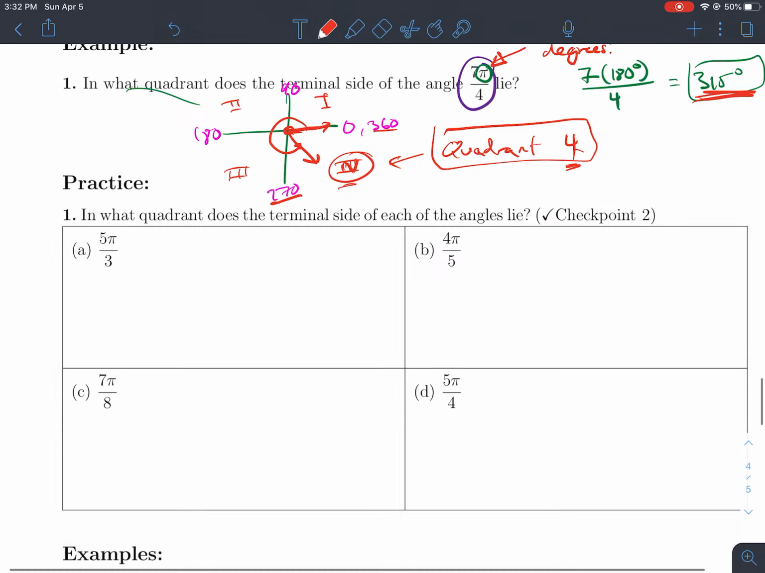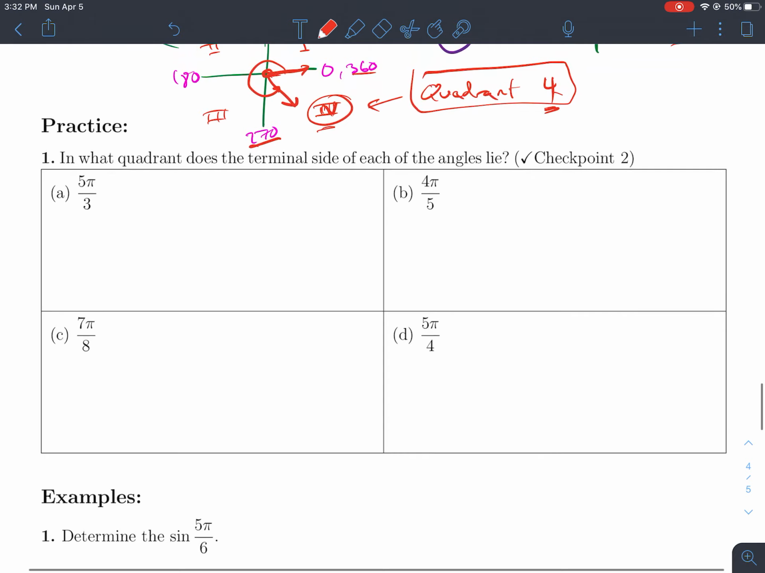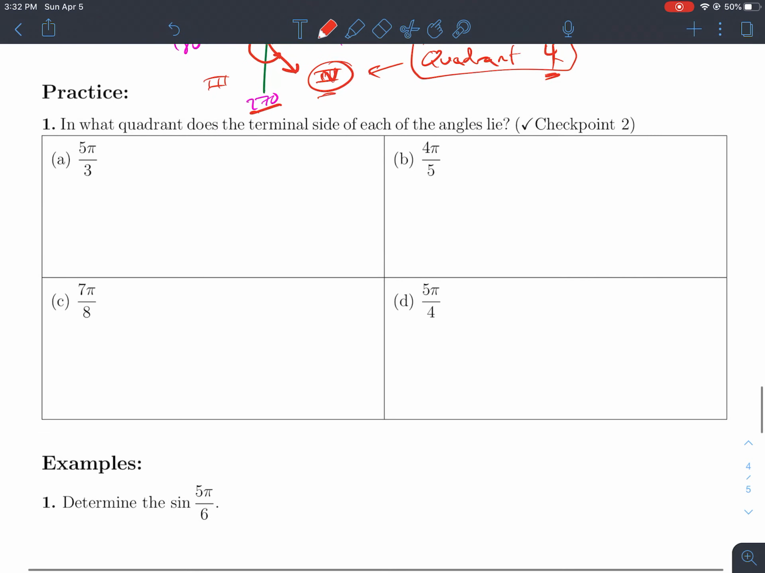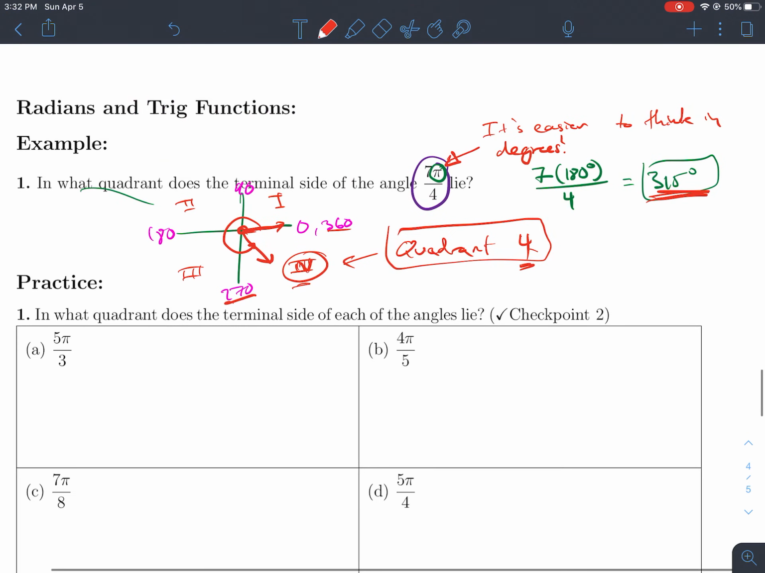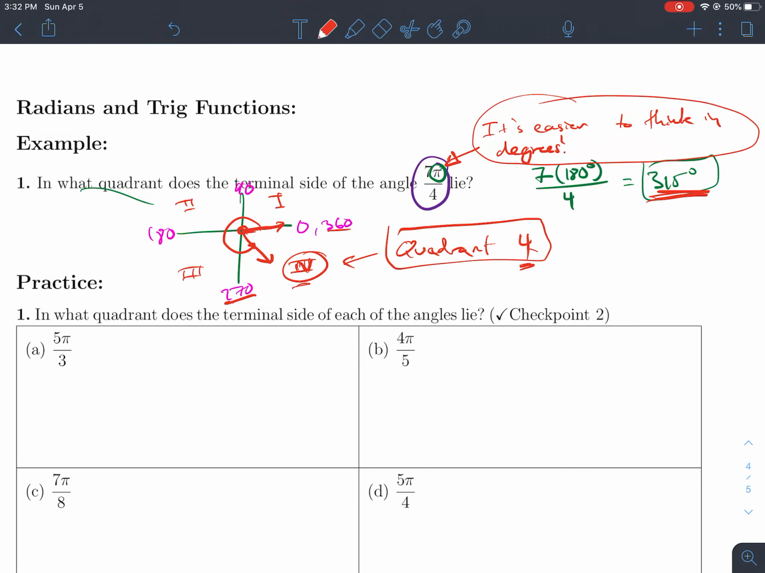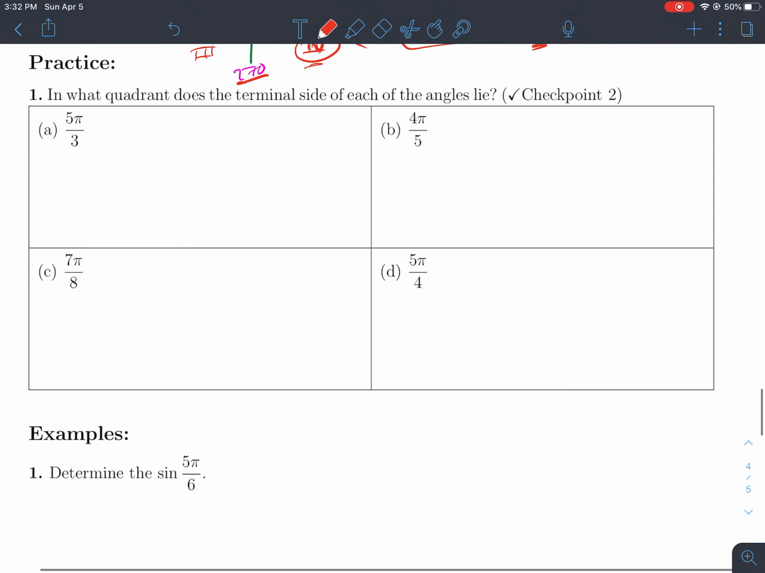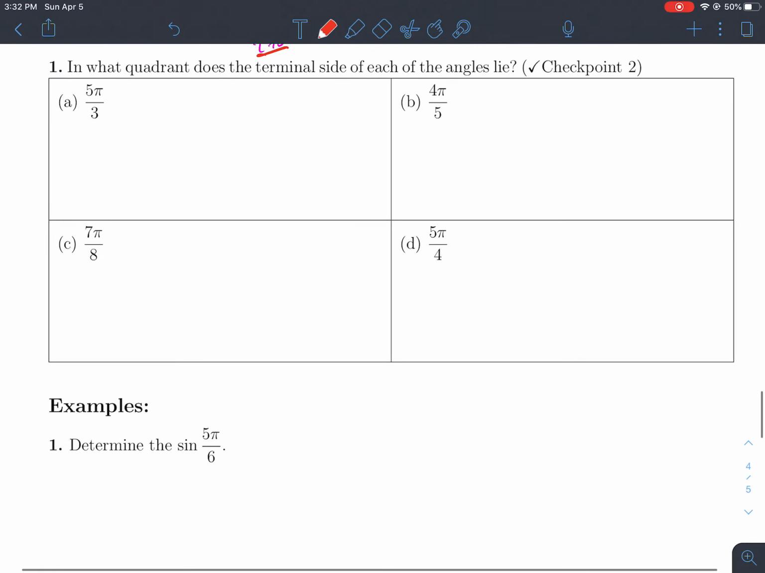All right, so guys, when you do practice problems here, you're going to be trying to find what quadrant these lie in. The first step is to turn it into a degrees problem because it's easier to think in degrees right now. Later on, it might be easier to think in radians, but for now, it's easier with degrees. So try these problems on your own, and we're going to review one of them when you've given it a shot.